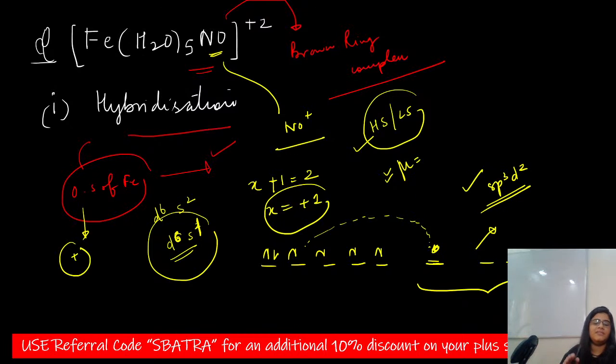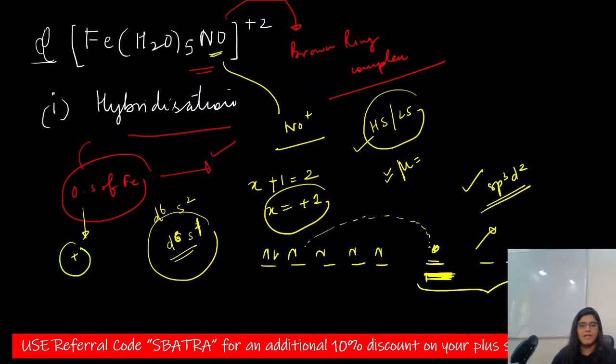See, definitely this electron will be paired, because we need a vacant orbital. We need a vacant orbital, so this will be paired obviously. Two hybridizations are possible for octahedral, d2sp3 and sp3d2. So yes, it will definitely be paired.